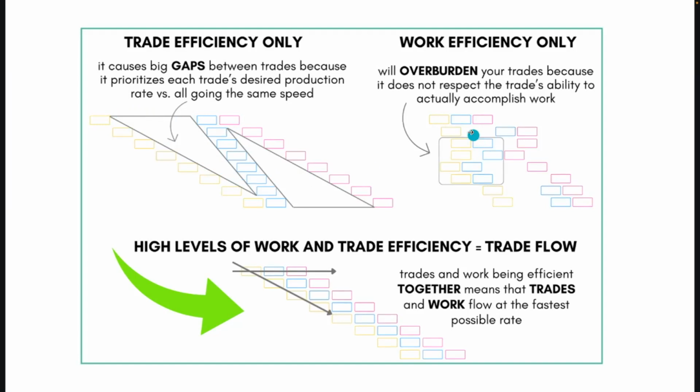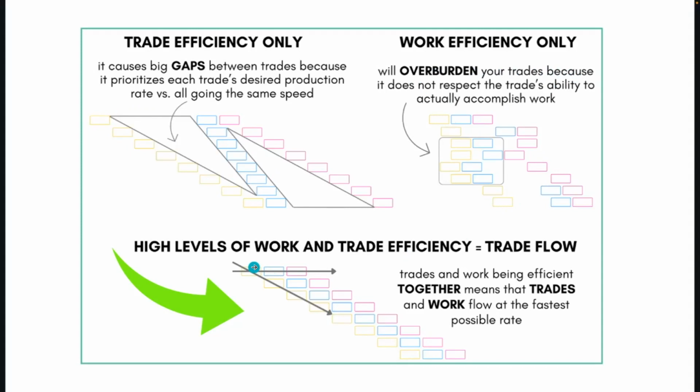If you ignore the takt time and the rhythm and you're just trying to move everything to the left, this is a typical CPM schedule. It will overburden your trades because it does not respect the trade's ability to actually accomplish work, right? So this is having too much of an individualization of a takt time. This is a no takt time, right?